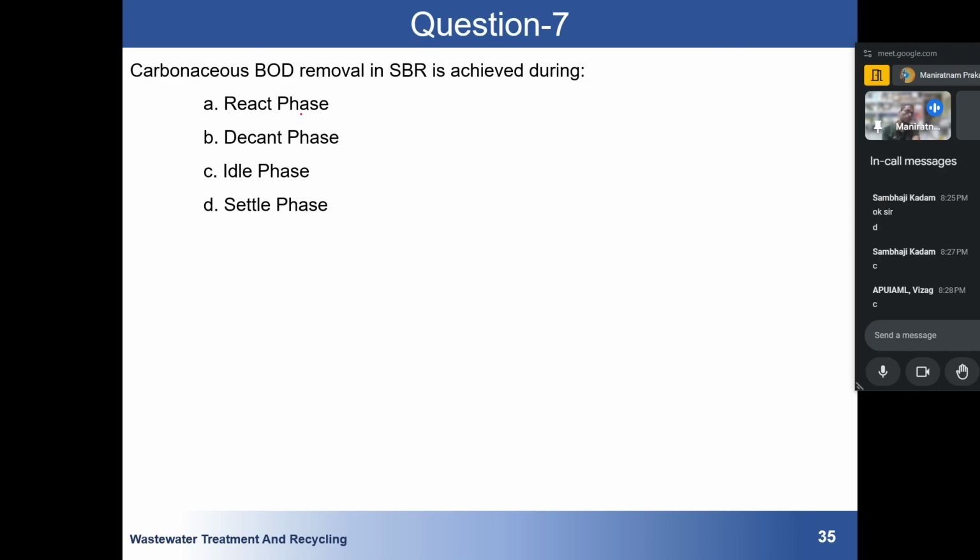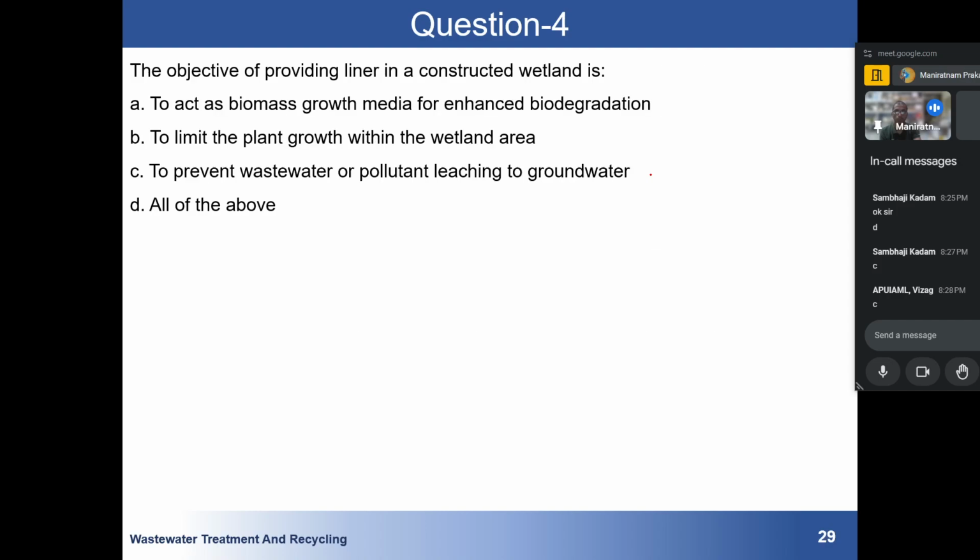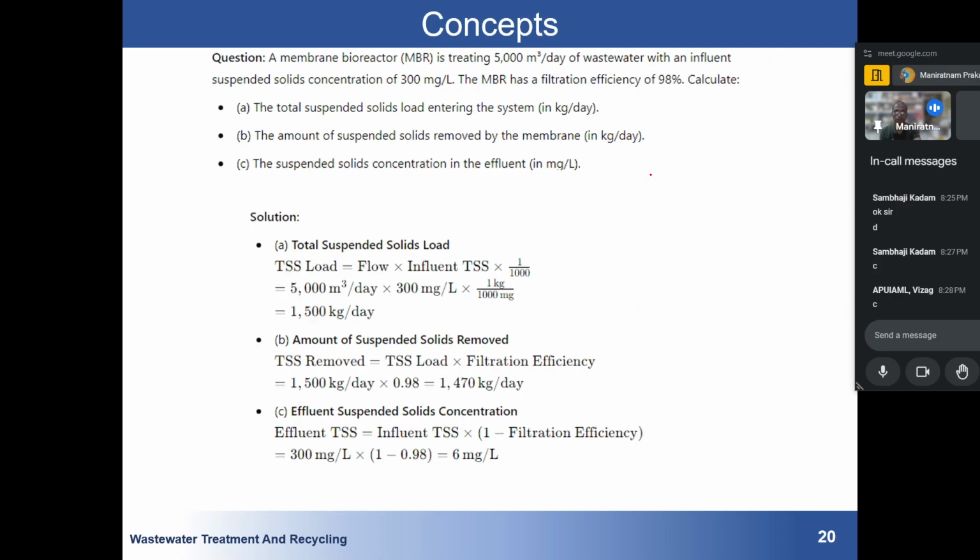Again, this is related to your batch. This carbonaceous BOD removal in SBR is achieved during... So we know that there are two things when organic matter degrades. First the carbon will be removed, then nitrogen will be removed. So we know that, and just look at this picture. Always remember this picture.